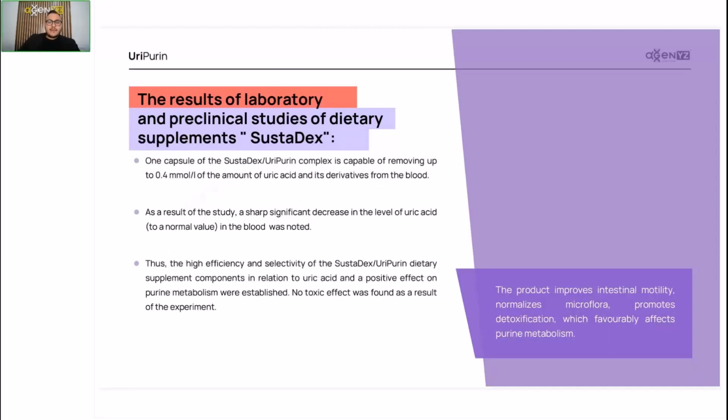The results of laboratory and preclinical studies of dietary supplements showed that one capsule of UDex is capable of removing up to 0.4 millimole per liter of uric acid and its derivatives from the blood. As a result of the study, a sharp, significant decrease in the level of uric acid, even to a normal value in the blood, was seen. Thus, the high efficiency and selectivity of the UDex dietary supplement components in relation to uric acid and a positive effect on purine metabolism were established.